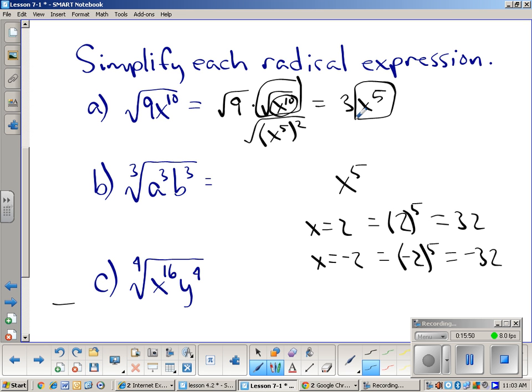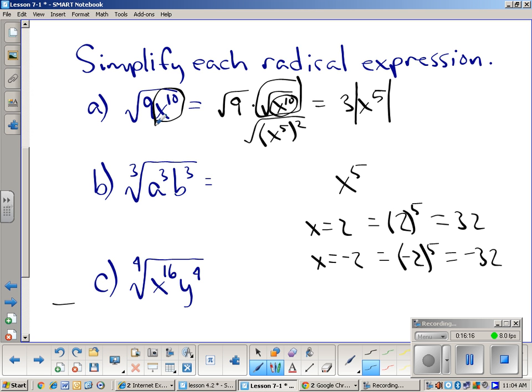Right? And so because of that, we have to throw in absolute values. Here's the rule. If we start out with an even power, and when we take the root of it, we end up with an odd power, then we have to use absolute value symbols.